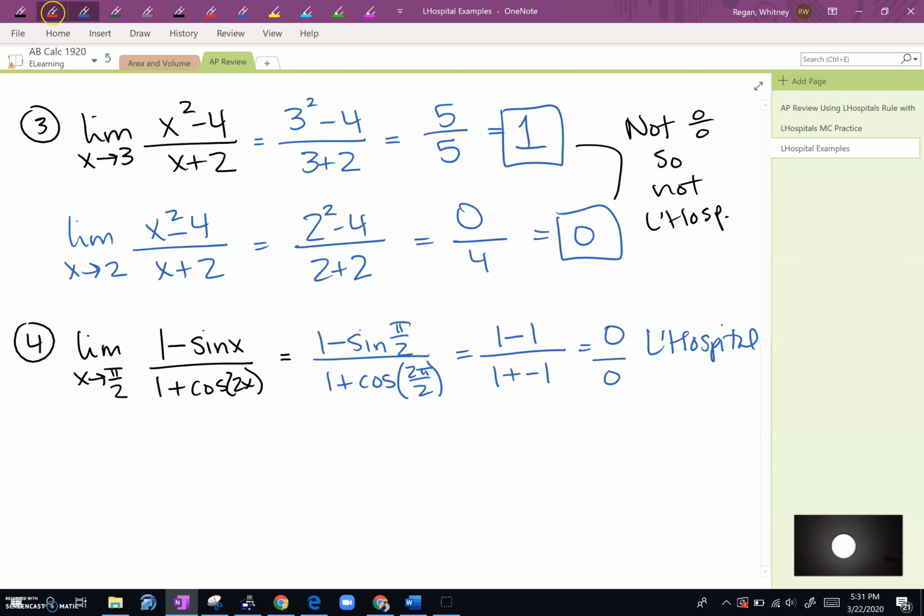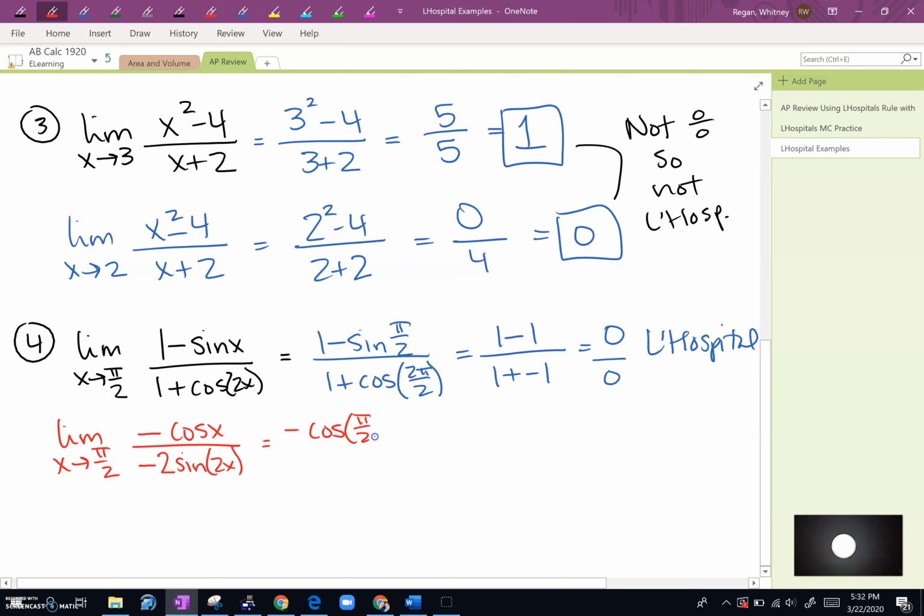Okay, let's go. So if we do this one, we will have limit x approaching pi over 2 of negative cosine x over negative, oops, I need a 2, there's some chain rule, 2 sine 2x. Okay, let's evaluate. So negative cosine pi over 2 over negative 2 sine 2 times pi over 2. This is feeling kind of funny. So I have 0 over, if I look here, here's pi. Sine is 0 there as well. Oh my god, we have to use it again.